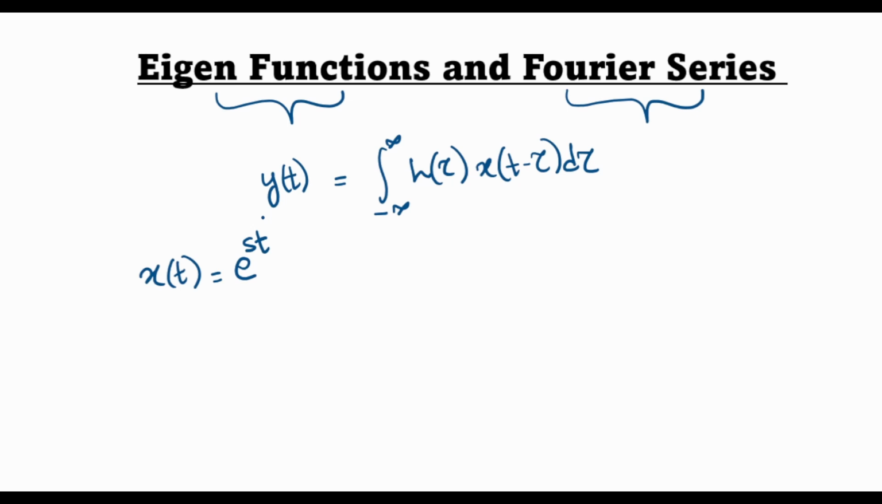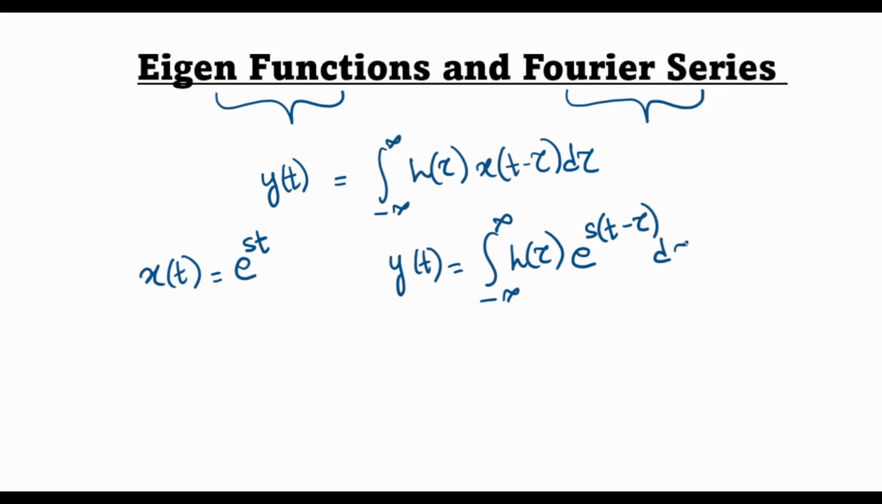I looked at complex exponentials and their properties in detail in one of my previous lectures, in particular the property of periodicity. So if you are interested in that lecture, you can click the link and watch it. Now if I substitute e to the power st into this equation, I will get the integral from minus infinity to infinity of h of tau e to the power s of t minus tau d tau.